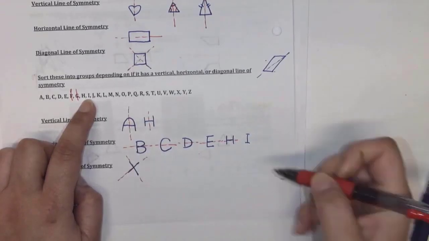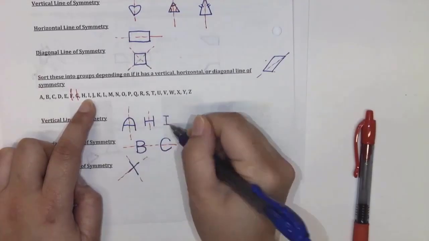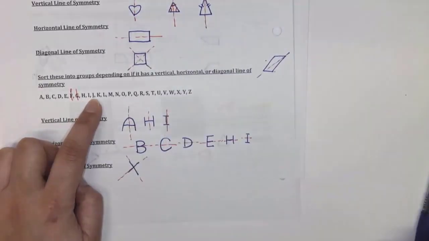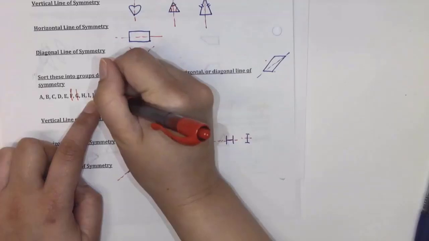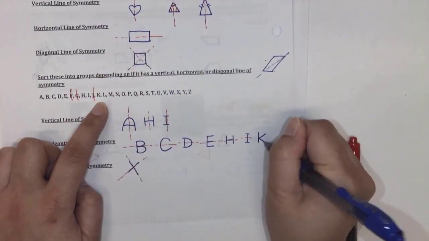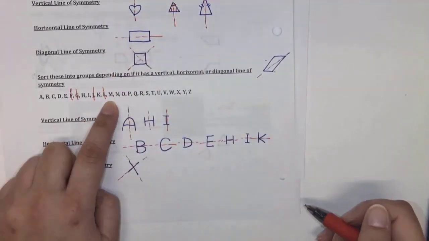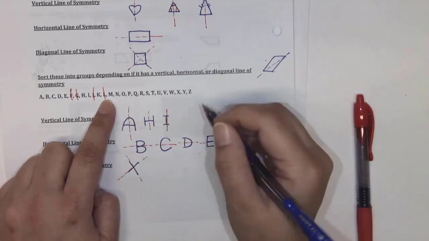Yeah? Okay. Can it be vertical? Yeah. Okay. All right. J? Nothing. K? Horizontal if you draw it carefully. L? Nothing. M? Vertical. Can it be horizontal? No.